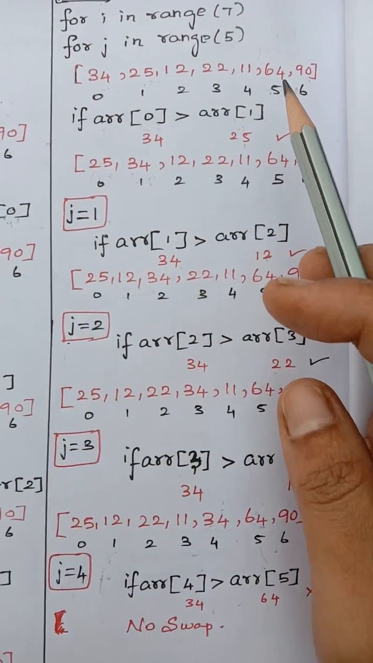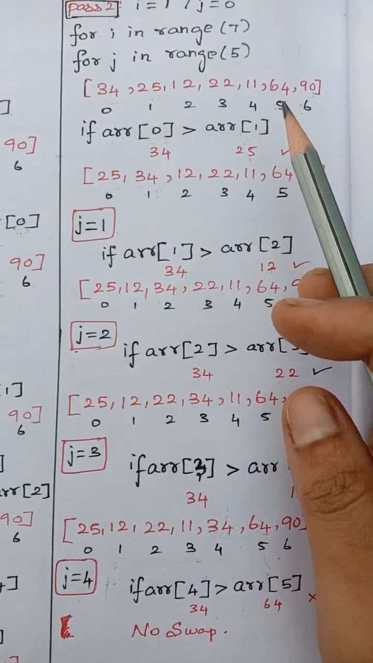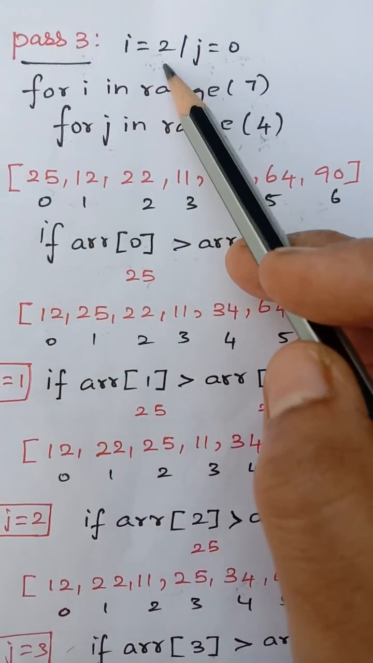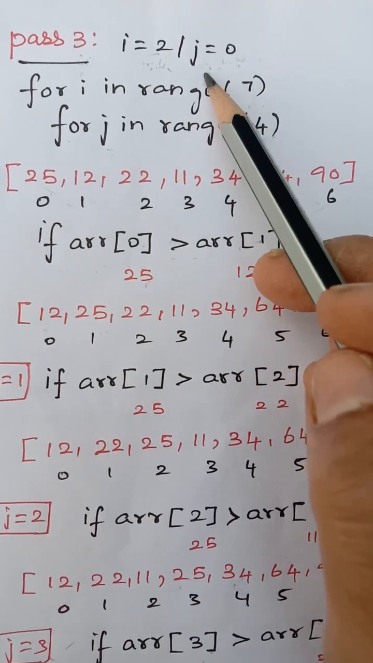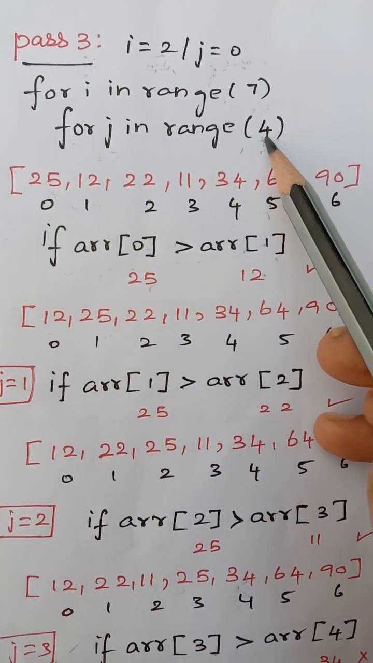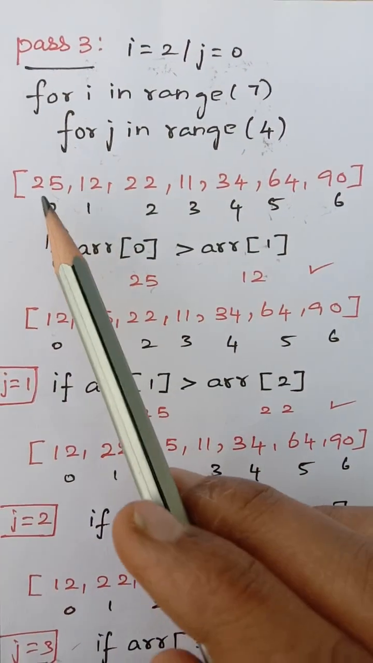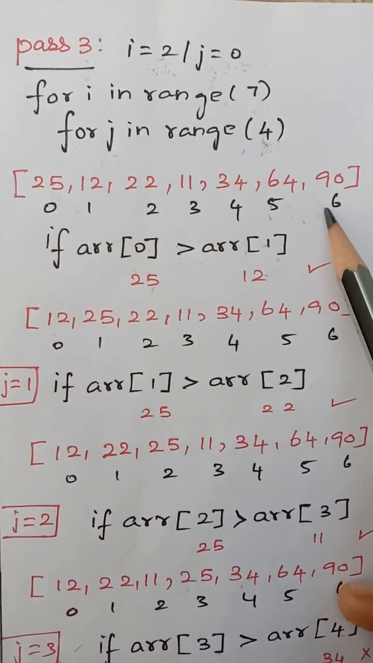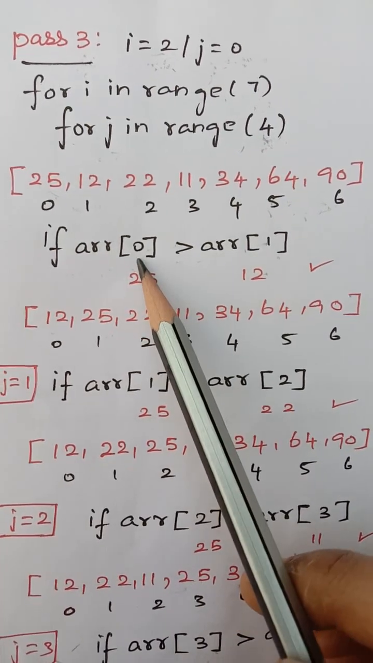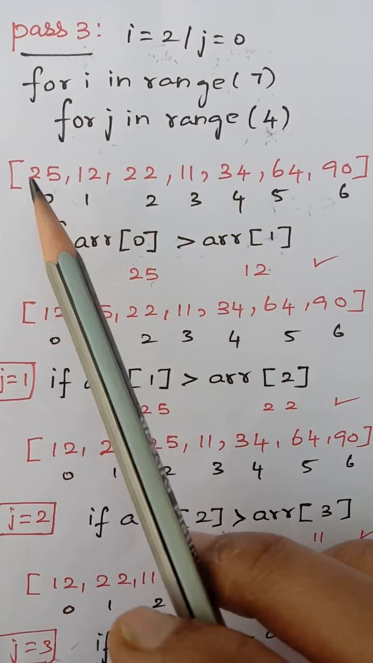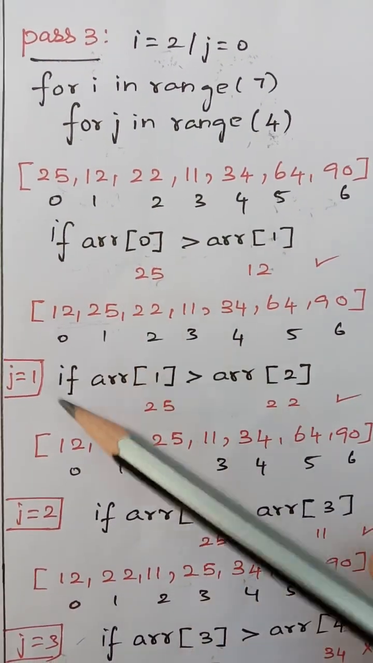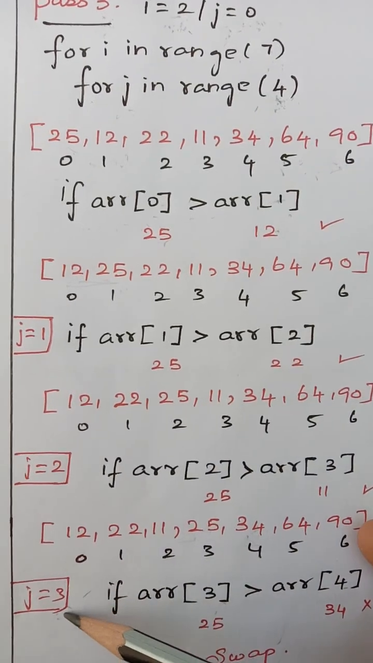Now let's move on to pass 3. The i value is 2 now and j is equal to 0 at the start. The i range is 7 and the j range is 4, so it runs till 3. This is the array we have got from pass 2. So it checks the condition again: arr[0] greater than arr[1]. 25 greater than 12, right? So swapping occurs. This process repeats till j equal to 3.